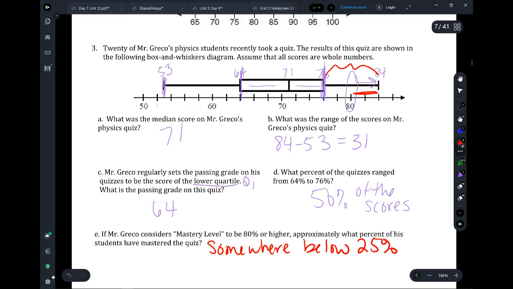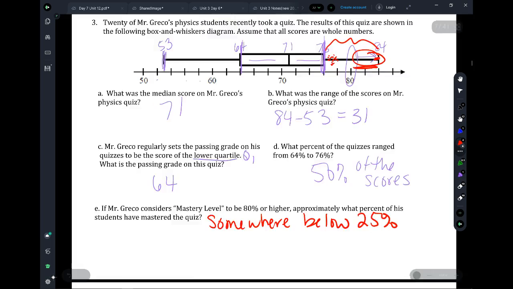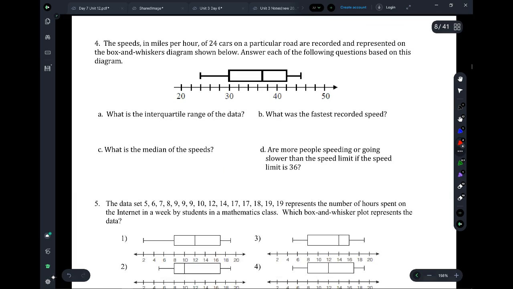And the reason being is all the test scores in that upper quartile could be clustered around this score, and then there could be just like one kid that got an 84 or something like that. That would not mean that 12.5% got above an 80. We don't really know what's going on as far as the scores within that quartile, so that's why it's somewhere below 25% of the scores, but I'm not really sure how many. All right, let's take a look at a couple more questions.